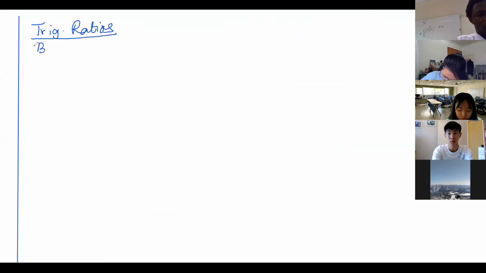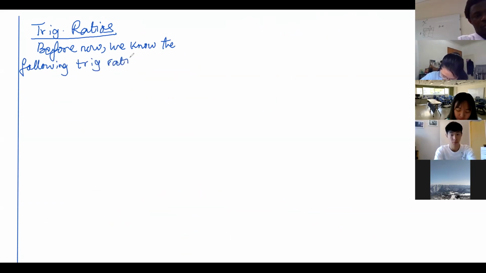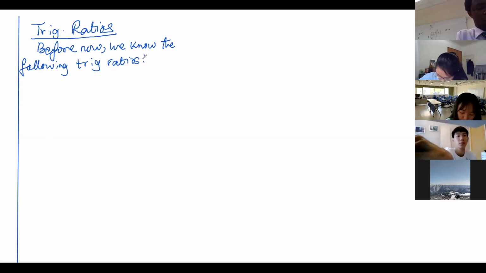Okay, so before now, we know the following trig ratios: the sine, cosine, and tangent, which are ratios of sides in the right angle triangle.